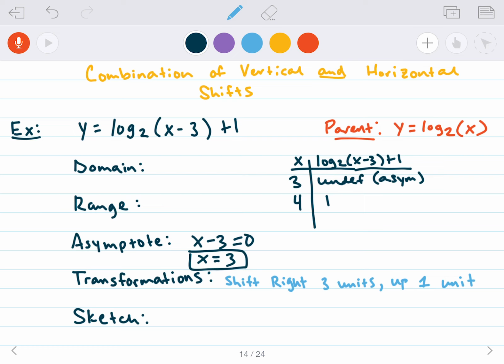Okay, good. So input is 4, output is 1. We could add another point in here if we really wanted to.